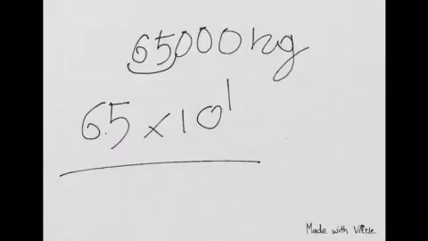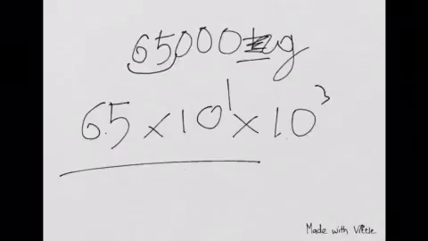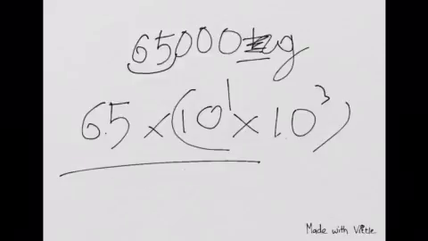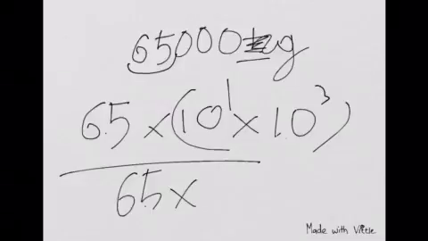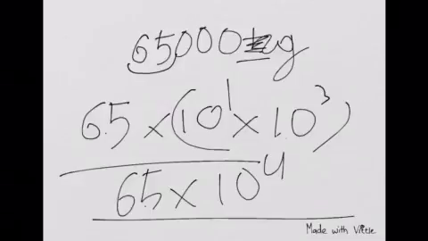But wait, we have to turn this into grams. Sorry, because I turned that into grams. Now, we have to multiply it by 10 to the power of 3, because 65,000 has 3 zeros. And then, if we multiply them all together, we'll have 6.5 times 10 to the power of 4. This is going to be the final answer for the human in scientific notation.